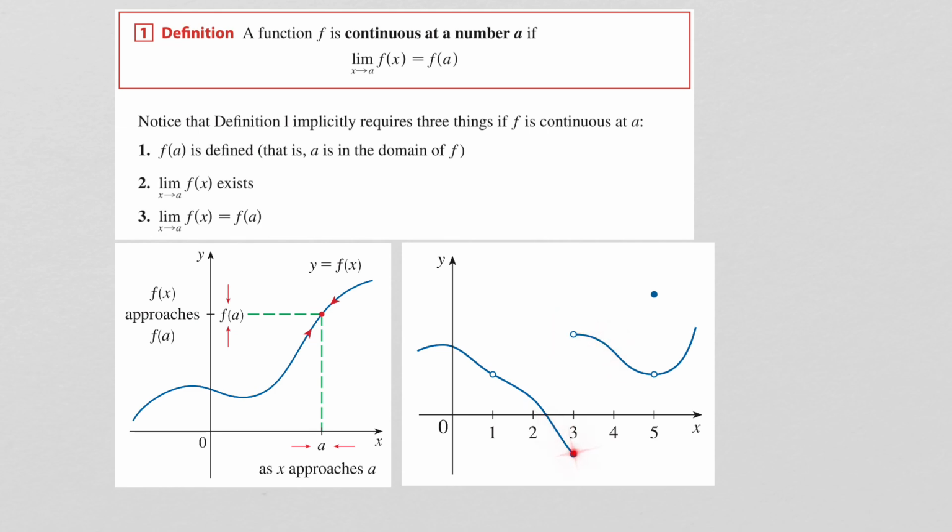So the left limit and the right limit are different, and that means the overall limit does not exist, and that violates the fact that the limit must exist. So as soon as the limit doesn't exist, we know it cannot be continuous. If the function value does not exist, we know it cannot be continuous. And if both of those things do exist, they have to be equal in order for the function to be continuous at that number.